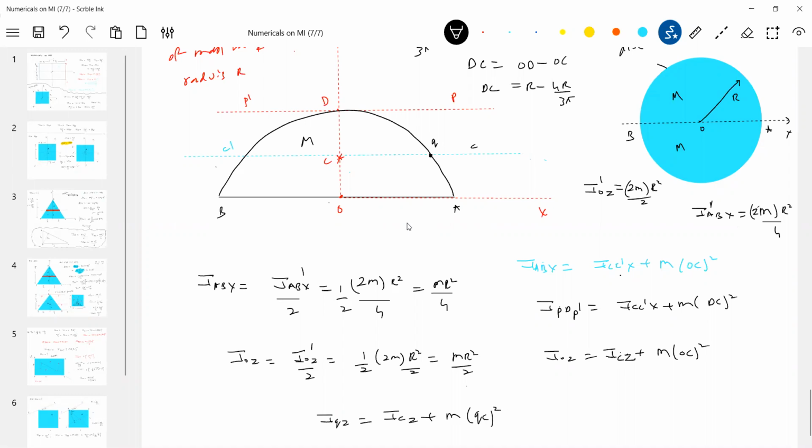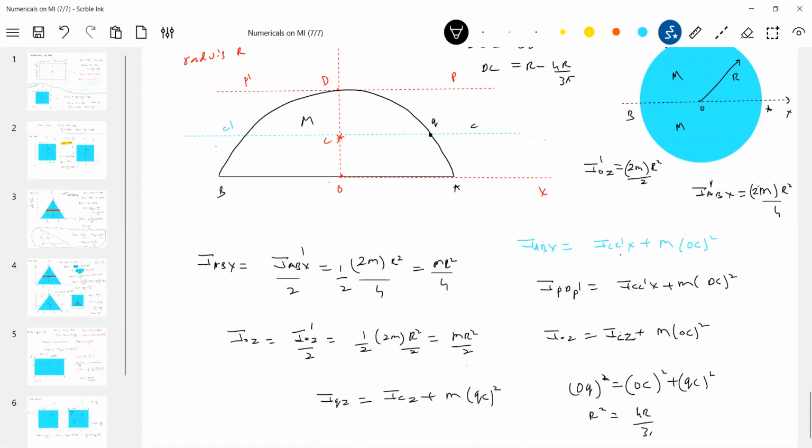So we don't know QC. So they'll become a triangle, no? OQ whole square is equal to OC whole square plus QC square. We know OQ. OQ should be equal to R. It's a radius, no? And what is OC? 4R by 3 pi. Substitute all this, and we'll get the required IQZ.